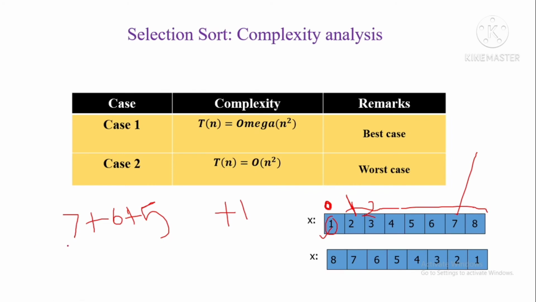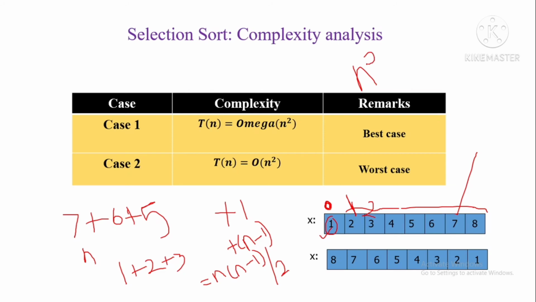Okay, so this is a series. If the size of your array is n, you can write the formula like this: 1 plus 2 plus 3 up to n minus 1, which is equal to n into n minus 1 divided by 2. As we already know, this can be written as n squared minus n divided by 2.